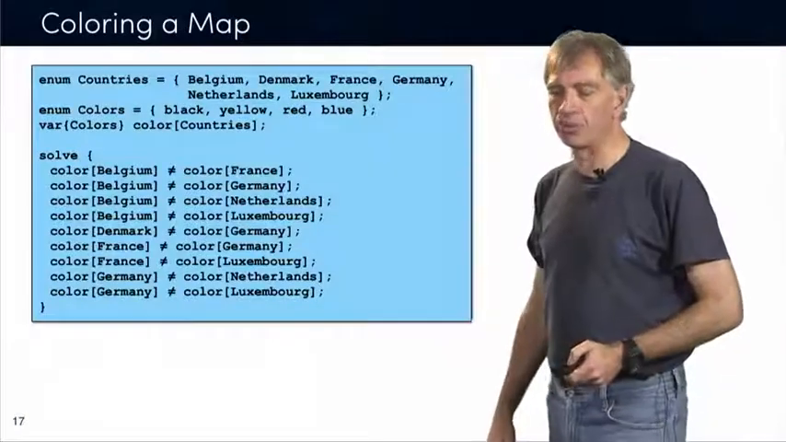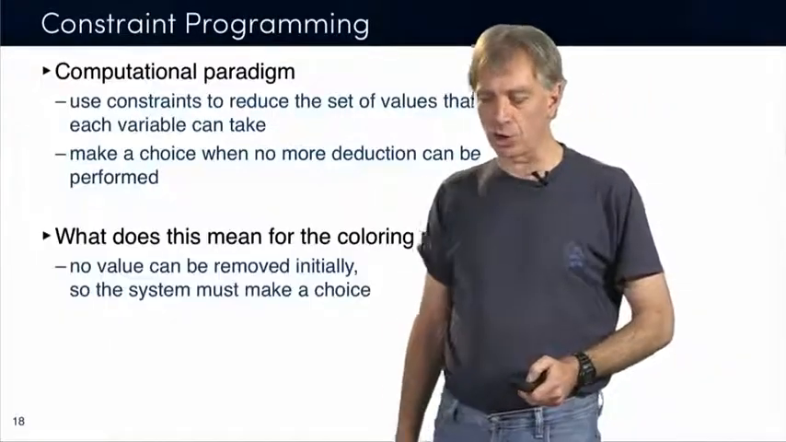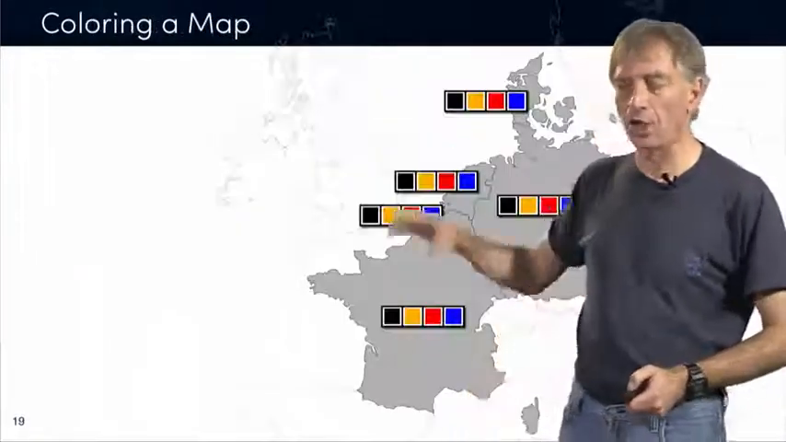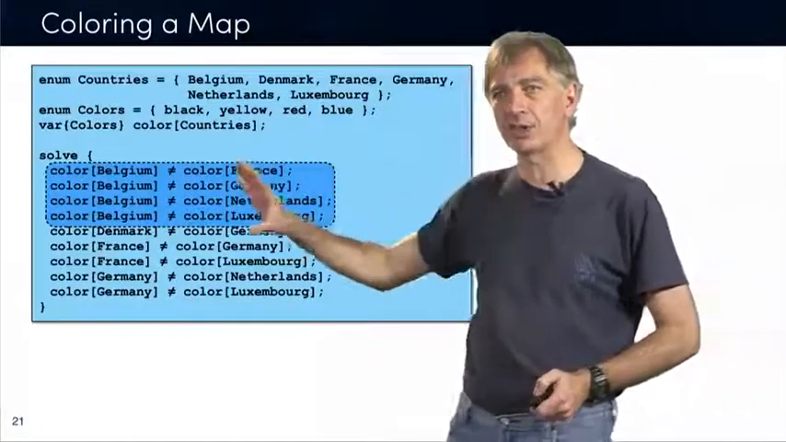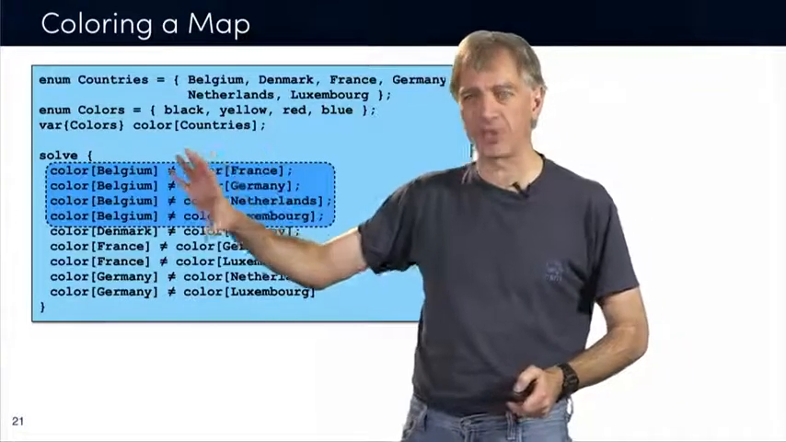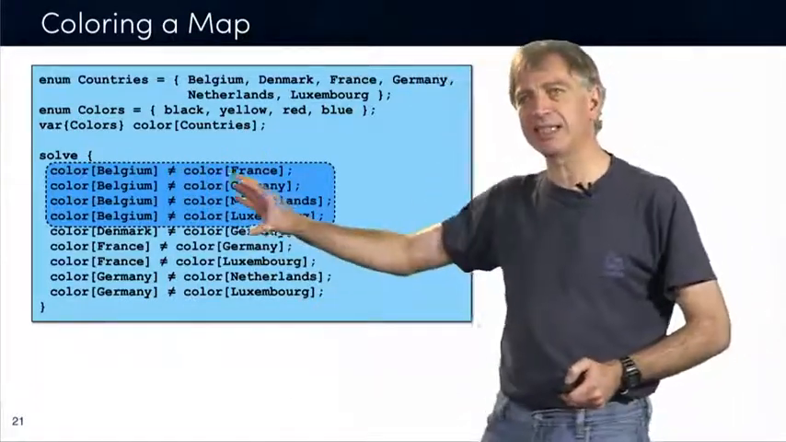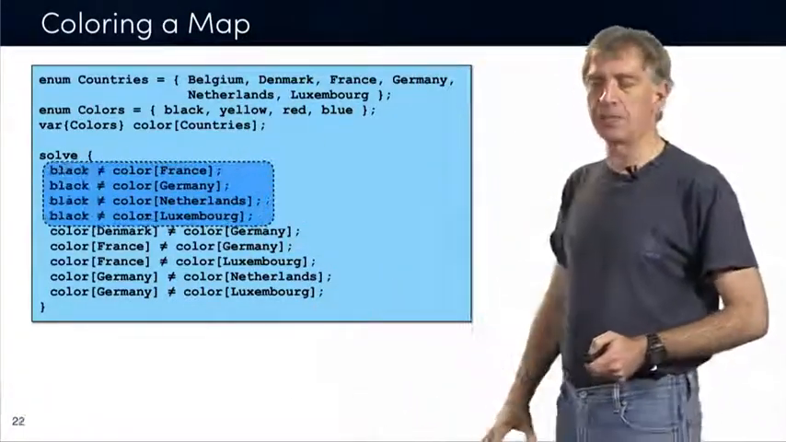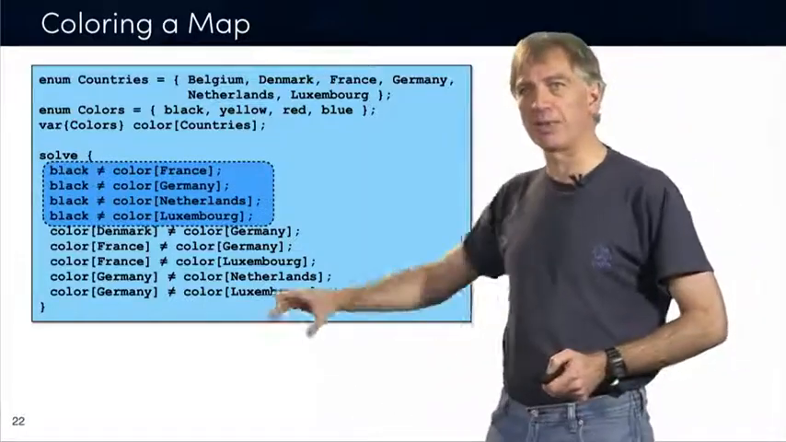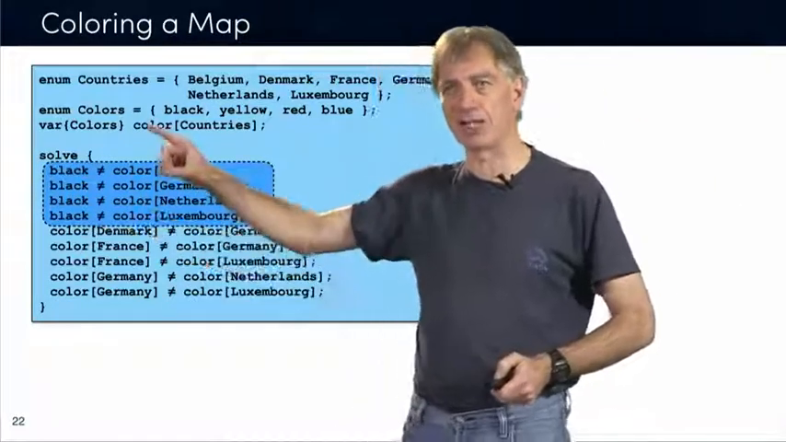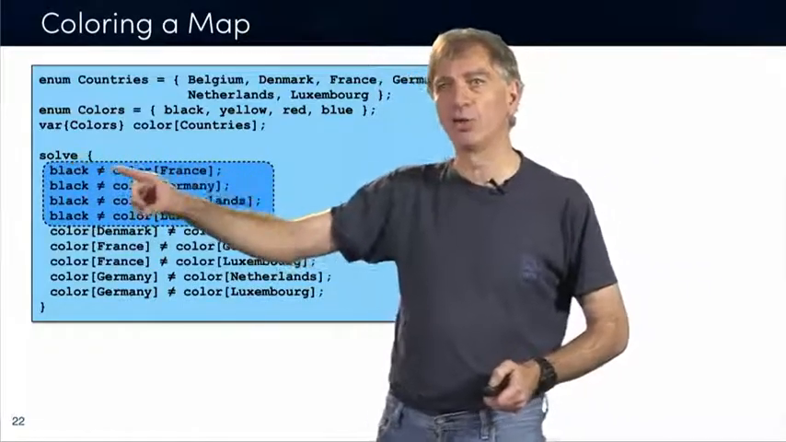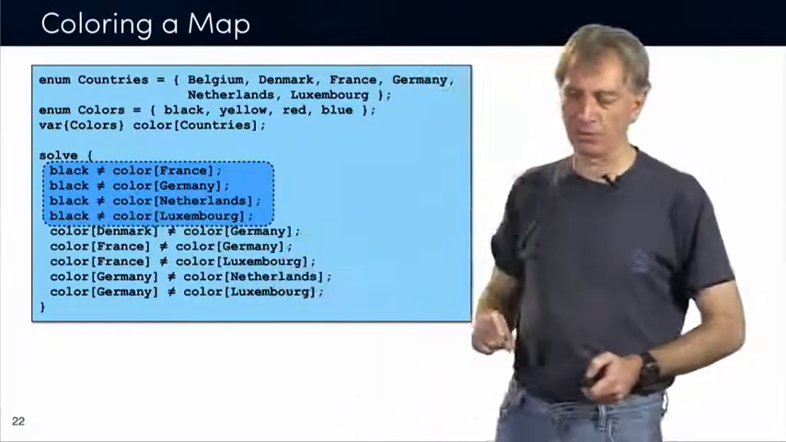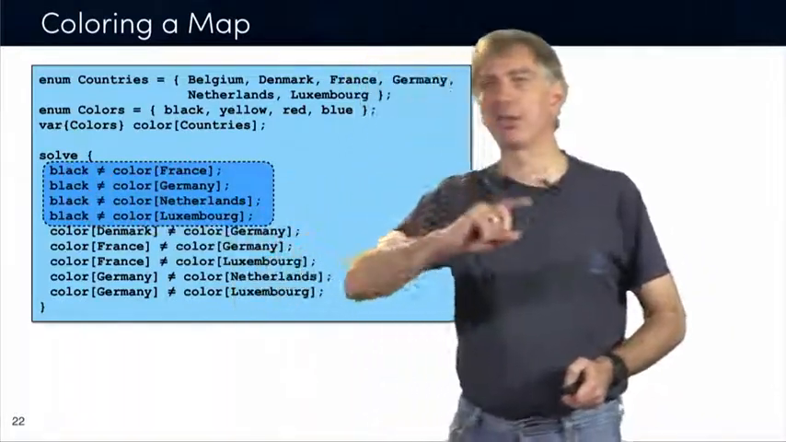And then afterwards, what happened is that you gave a particular color to Belgium. You gave the color black. So when that happens, essentially you look at the constraints in which Belgium appears, and these constraints can be rewritten by replacing the decision variable of Belgium by black. And now what you see is that all these constraints are turning into: France has to be different from black, Germany has to be different from black.